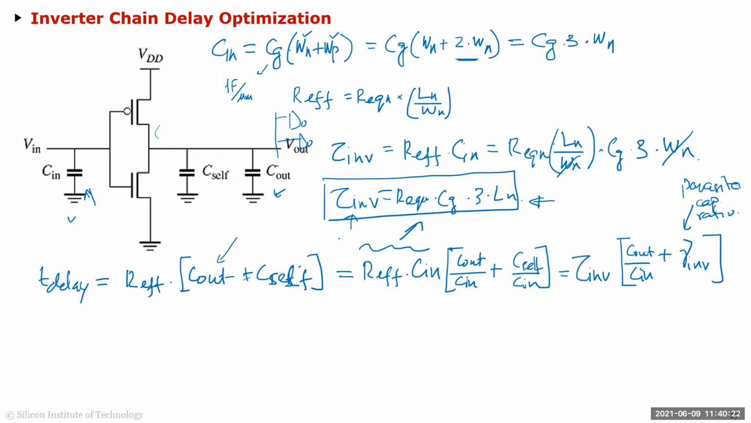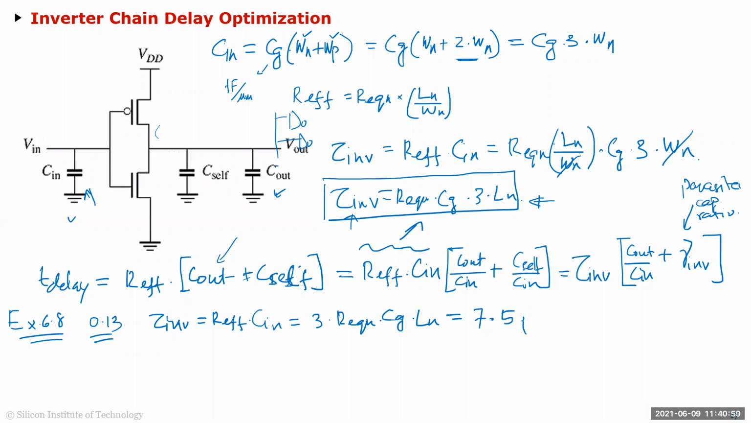And there's a quick example. If you see the book in example 6.8, they calculate tau inverter again for 0.13, that is R effective times C in, which we said is 3 times R equivalent times CG times L N. If you calculate this using the table values again, it's about 7.5 picoseconds.